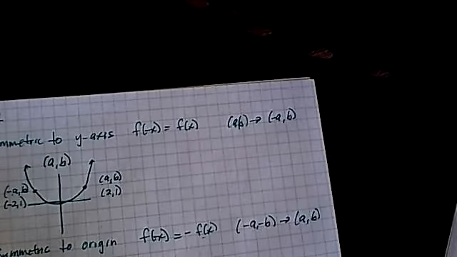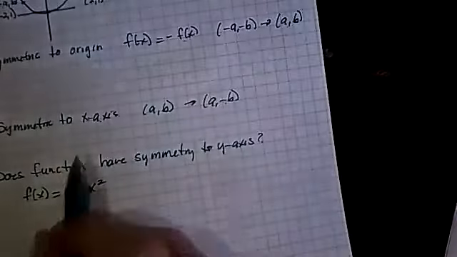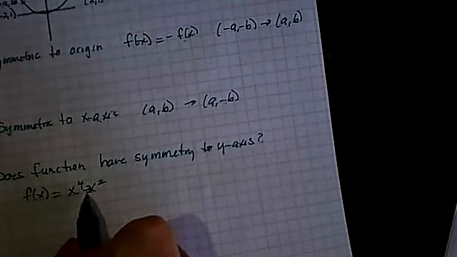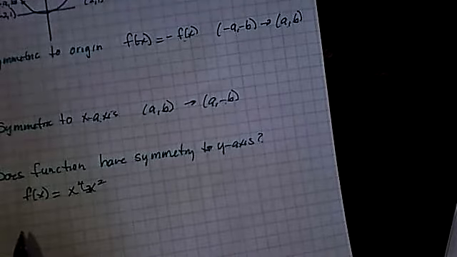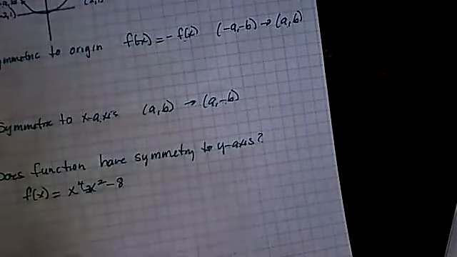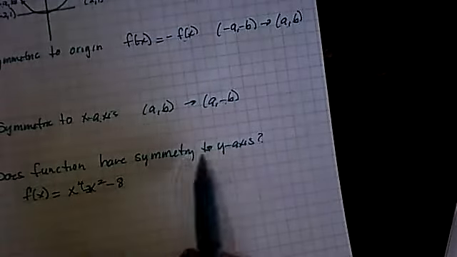Oh, there's a 3 there, shoot, minus 3x squared. Okay, so here, this is a minus 3x squared. Sorry, that's kind of hard to see, and I'm using a pen, minus 8. So I want to determine if it has symmetry to the y-axis.